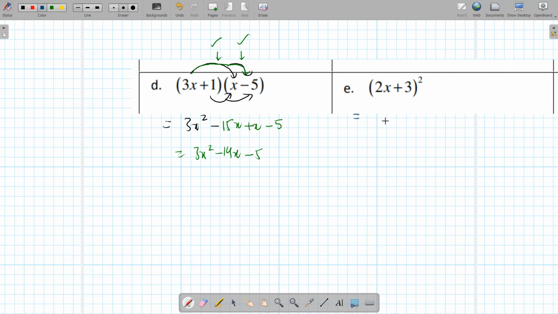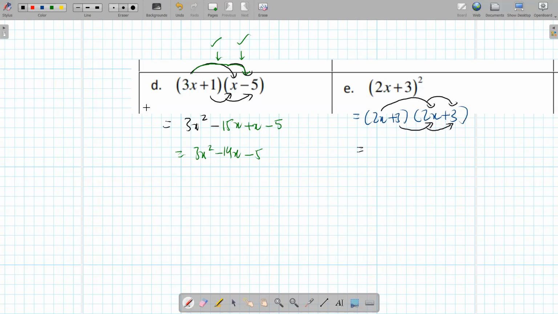2x plus 3 whole squared. Again, this is going to have 3 different terms, not just 2 terms. So I'm just going to write it like this. Whole squared means it's multiplying whatever's in the bracket by itself. And we have to follow the arrows, okay? It's going to look something like this, and then we go this way.